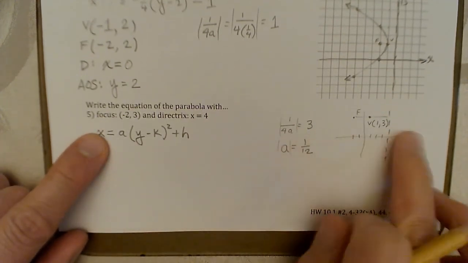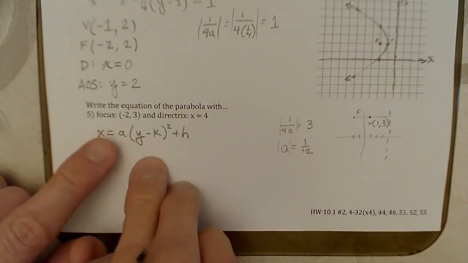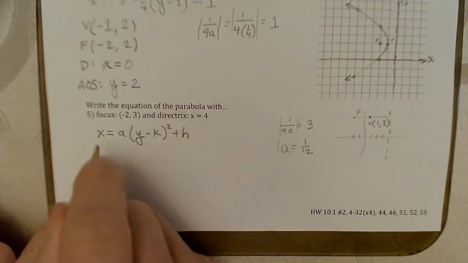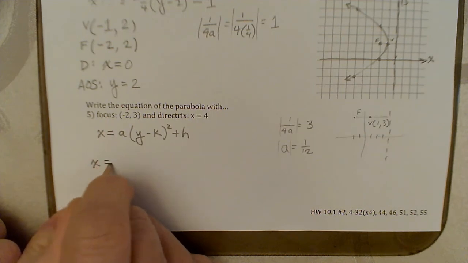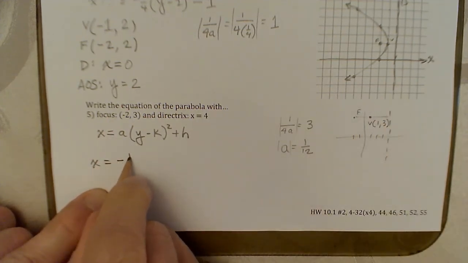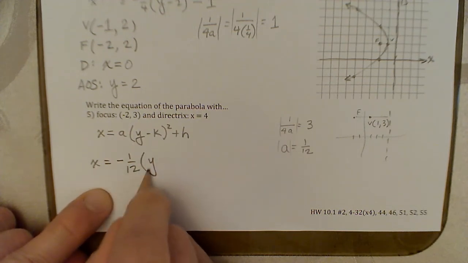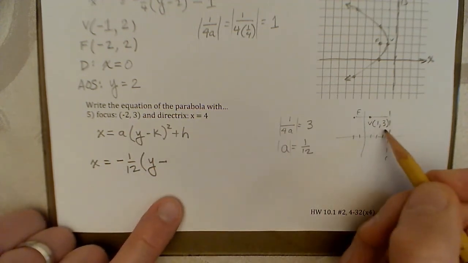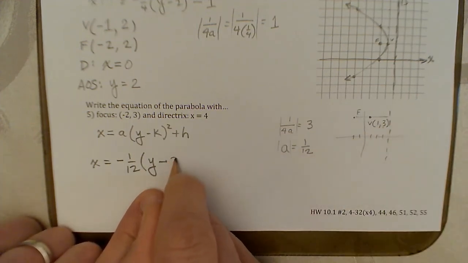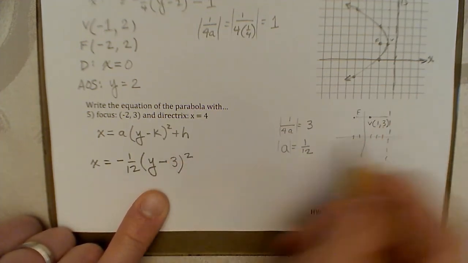The sideways orientation told me that it was x equals and not y equals. And so now let's just plug in everything we know. So x is equal to, we've decided that it opens left, so this is negative 1/12, (y minus, and then our vertex, remember this is the 3 that we're putting in here because that's the k, so 3) quantity squared plus 1.